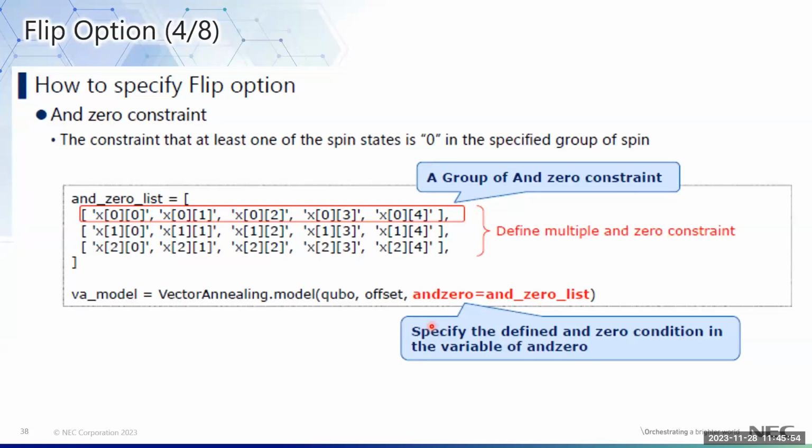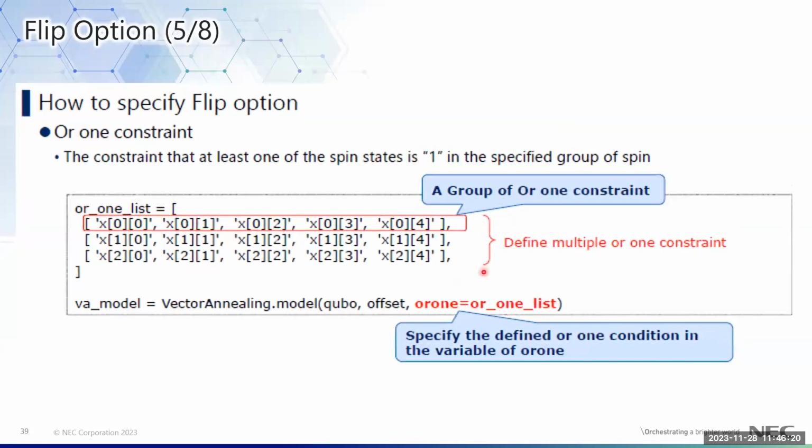Then there is another constraint that at least one of the spin states is 0 in the specified group. Again, you provide this group of constraints, and then you send the and 0 flip option into the vector annealing API. So these are more like the user's guide to use the flip options, and there are about 8 flip options that we can talk about. But we will eventually move into the traveling salesman code.